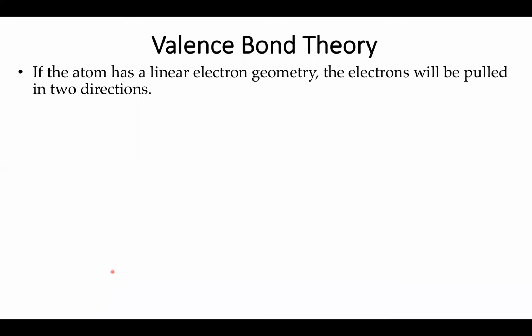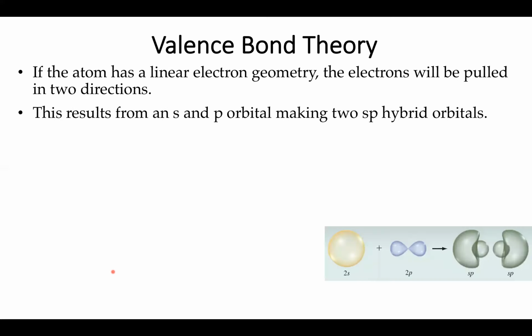And one of the ways that we can inform this is by going back to VSEPR, specifically our electronic geometry, because our electronic geometry is going to be telling us a lot about how many different directions our electrons are being pulled into. So let's say that I've got a linear electronic geometry. My electrons are being pulled in two separate directions, which means I'm probably going to have two orbitals coming in. And this results from mixing a single s orbital and a single p orbital to make two sp orbitals. Again, however many orbitals you have coming in is the number of orbitals we have coming out.